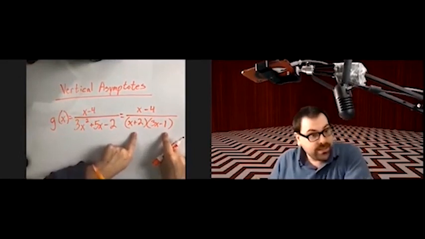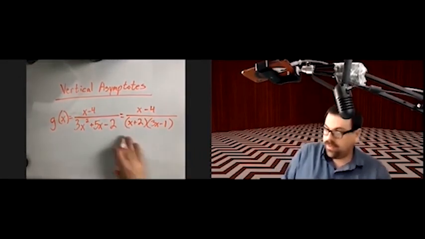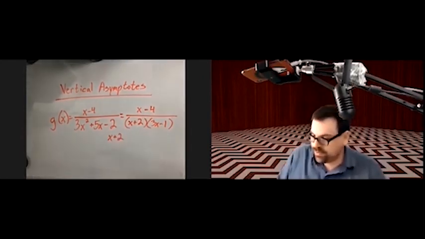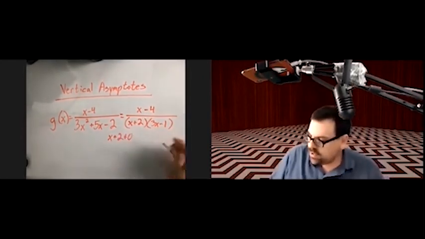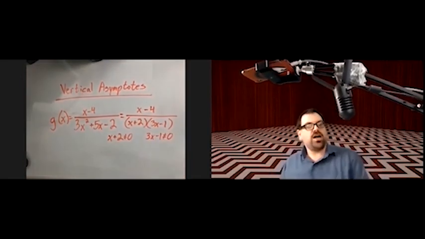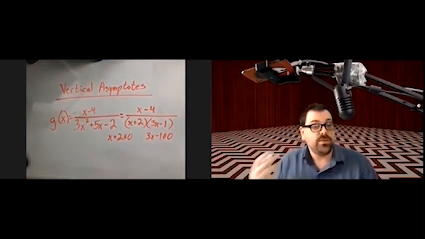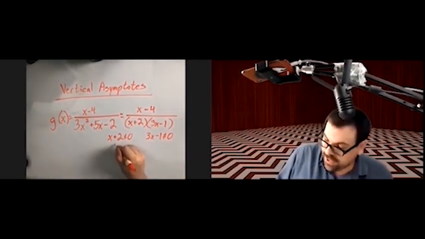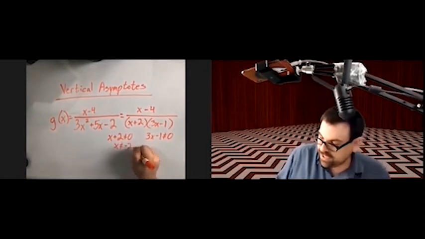And now we can see that x plus 2 can't be 0, but also 3x minus 1 can't be 0. Those would cause us to get 0 in the denominator. They would cause us to be undefined overall. So x can't be negative 2.